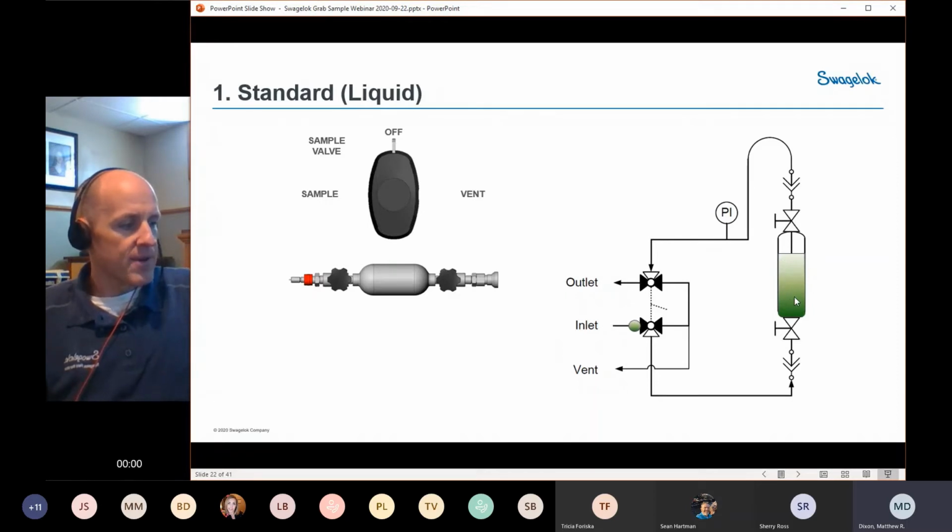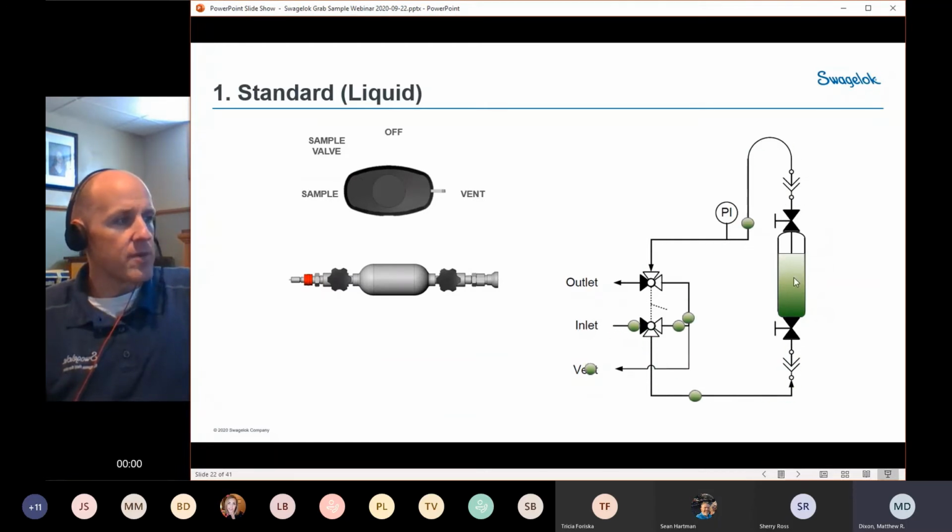Got our sample in our sample cylinder. So we can go ahead and close the valves on our sample cylinder. So now we've got the sample isolated in our cylinder. Now we can go to the vent position, and that relieves the pressure on both sides of the cylinder. So now there's no pressure on those quick connects. We can go ahead and disconnect them and take this cylinder off to the lab for analysis.